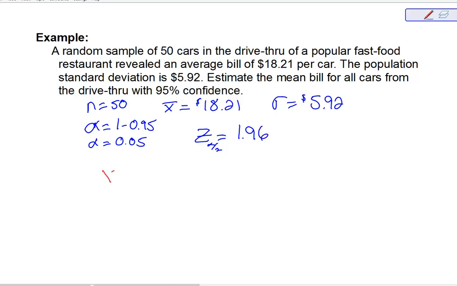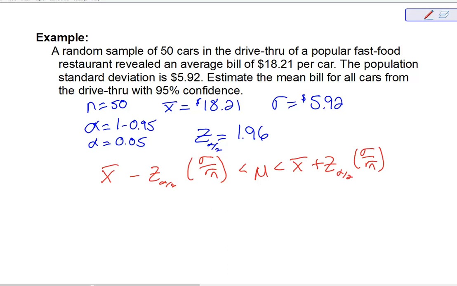We're going to use the formula x bar minus z alpha divided by 2 times sigma divided by the square root of n is less than mu less than x bar plus z alpha divided by 2 times sigma divided by the square root of n. And now I'm going to plug in my numbers that I have. I have 18.21 minus 1.96 times 5.92 divided by the square root of 50.